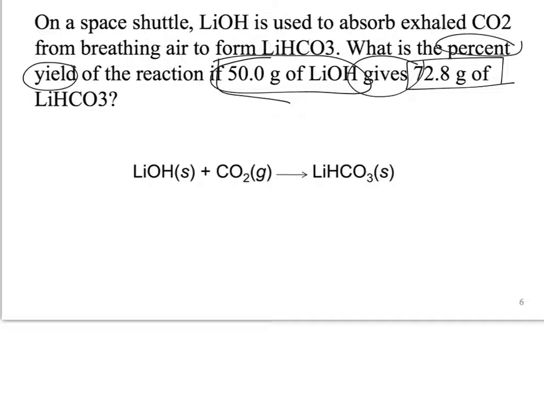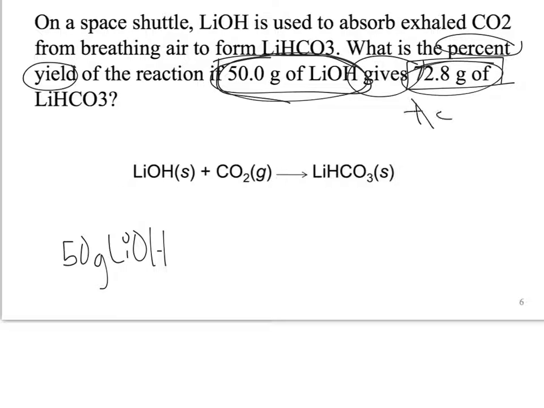We're going to start recognizing what it is that we have in this problem. First part, this is what we start our problem with, 50 grams of lithium hydroxide. This value over here is going to be our actual yield. So we're going to figure out how many grams of this we will get starting with 50 grams of lithium hydroxide. We have done this before, so what we do is convert these grams to mole.